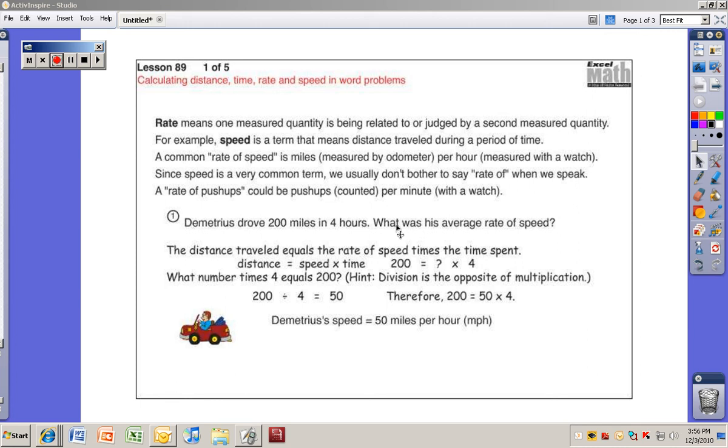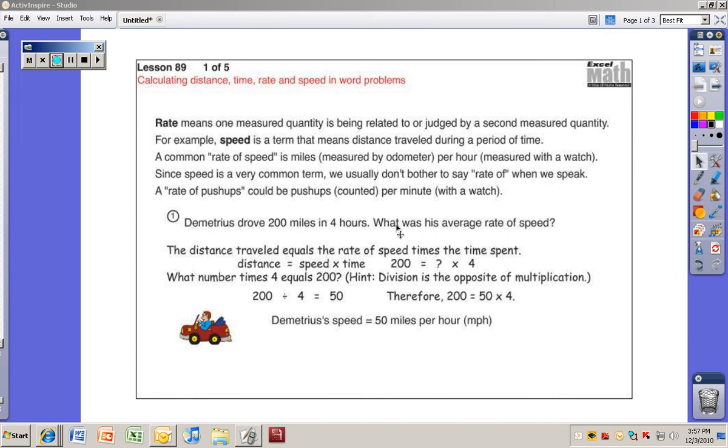Calculating distance, time, rate, and speed in word problems. Rate means one measured quantity is being related to or judged by a second measured quantity. For example, speed is a term that means distance traveled during a period of time. Like when we say miles per hour, we're giving two different terms in that label that goes with the speed. So when I say 55 miles per hour, I'm saying miles and I'm saying hour. I'm comparing two different measurements in one rate.